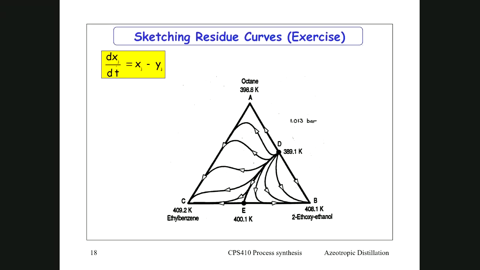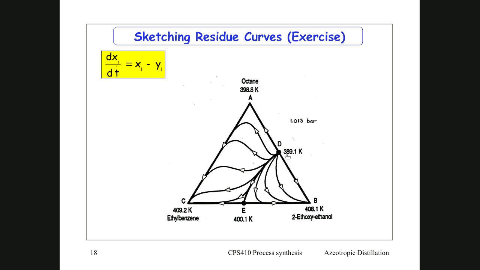So we're going to carry on where we left off at this slide, which is an example of a residue curve that involves azeotropes. The type of problem that I'll give you in the assessments is, I will say there's a mixture of A and B and C, and I'll give the boiling points of those components, and I will say C and B form an azeotrope at 400 Kelvin, and I'll say A and B form an azeotrope at 389 Kelvin.